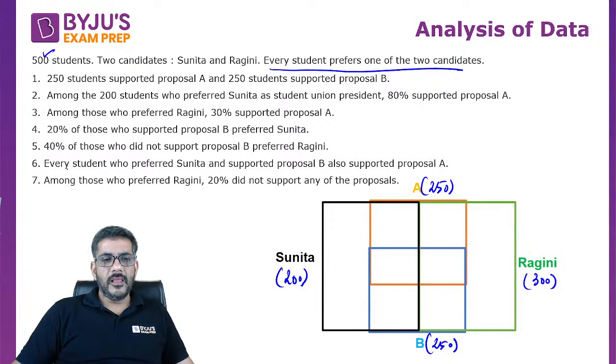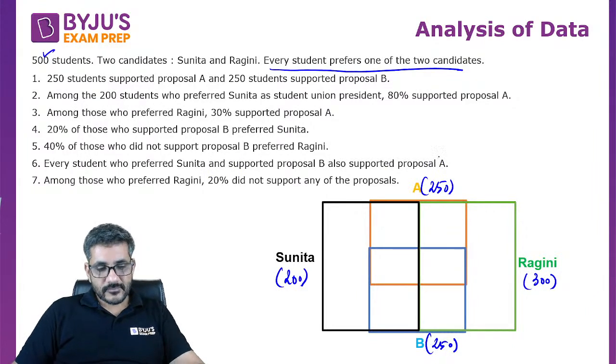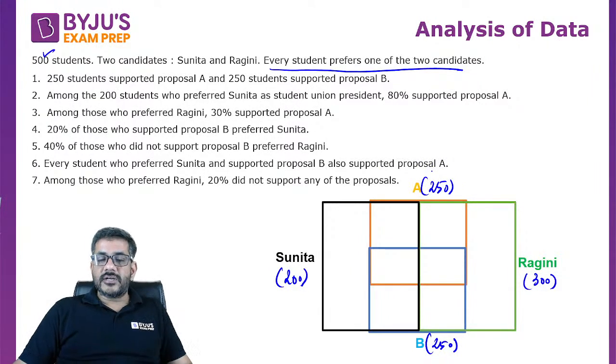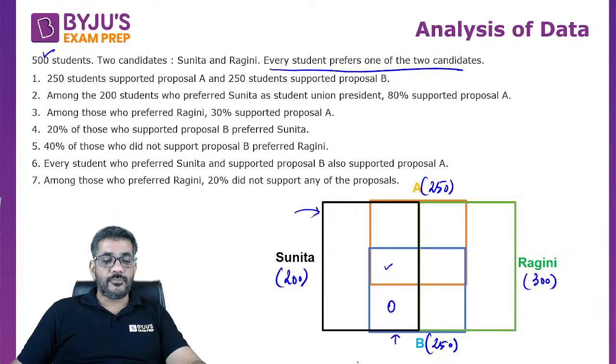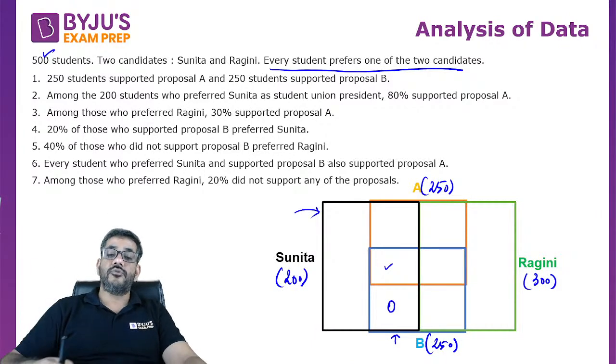Too many variables. Every student who preferred Sunita and supported proposal B also supported proposal A. This is important. If a student prefers Sunita, that means he is inside the black box, and supported B, he is also inside the blue box. That means these two areas are in the black box and also in the blue box. He will also have to support A. That means you will have a 0 over here. Is that right, everyone? You can't just support Sunita and proposal B. You will also have to support proposal A.